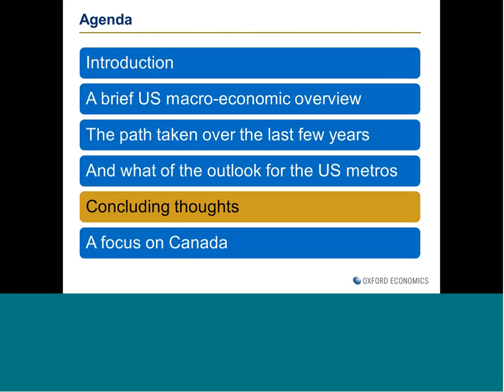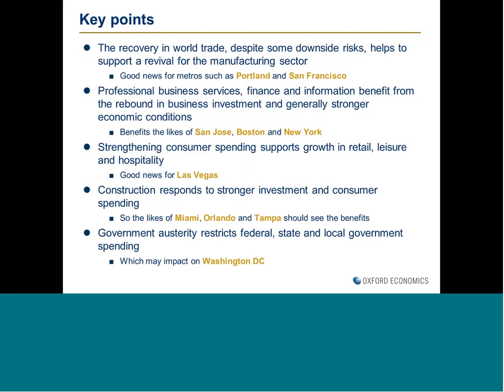So just to wrap up the US, let's pick out a few of the key points at an industry and metro level. The recovery in world trade, despite some downside risks, should help support the manufacturing sector, which should boost Portland and San Francisco. Professional business services, finance, and information will rebound from the stronger growth in business investment and just generally stronger economic conditions, especially in the US, and that should benefit the likes of San Jose, Boston, and New York. Strength in consumer spending should help retail, leisure, and hospitality, a key indicator as to why Las Vegas has improved so much in our forecast.